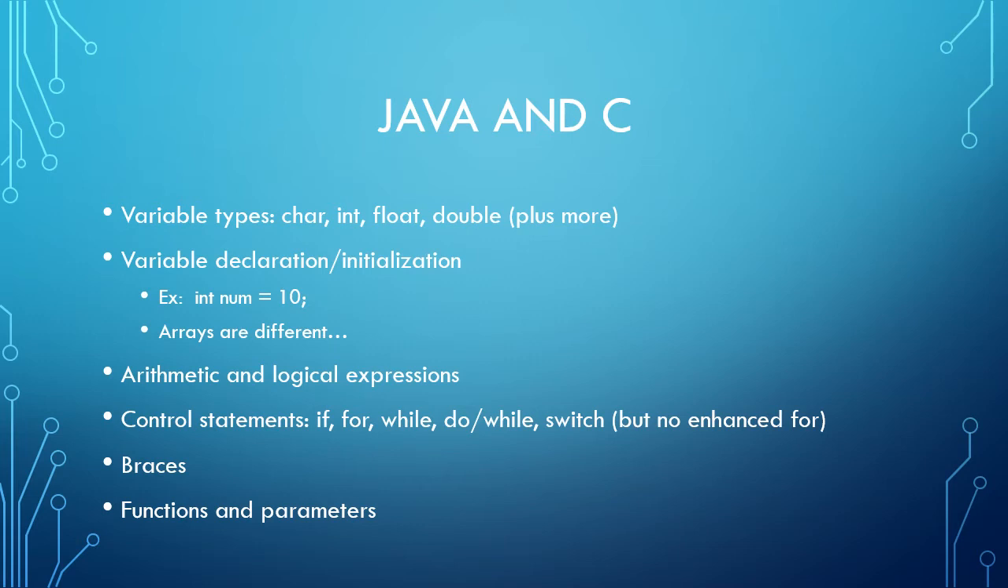One thing that we don't have in C is the enhanced for in Java, which uses the colon to loop through a collection. We don't have that in C. And the basics of functions and parameters are also the same. The syntax for our function calls and function headers, and the syntax for parameters. Those are the same.